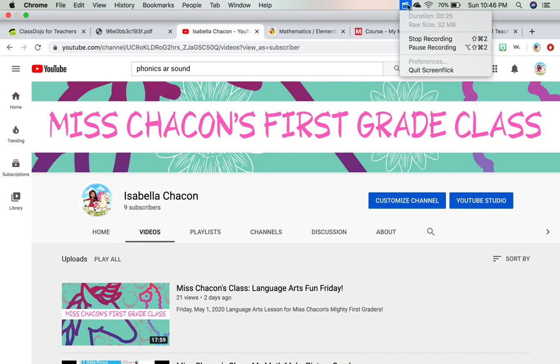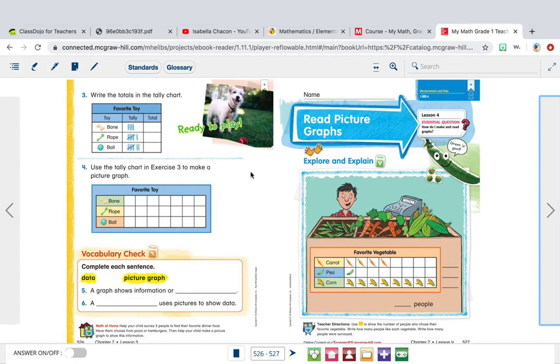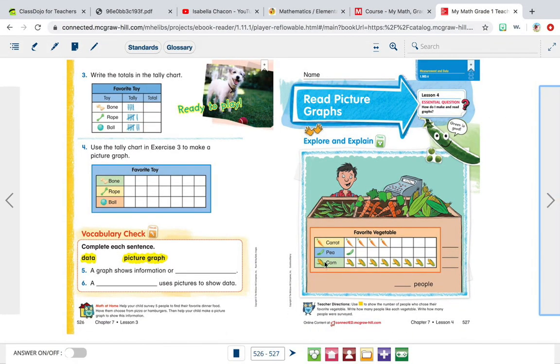So give me 1 second. What I'm going to do today is read picture graphs. Our last lesson was making picture graphs, so now what we're going to do is read them. We're going to figure out what they mean, okay? We're going to use blocks to show the number of people who chose their favorite vegetable.